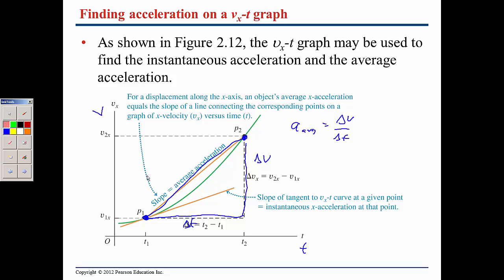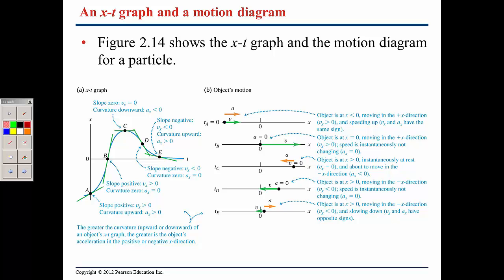The instantaneous slope would be looking at this slope as delta t approaches 0, so now we're looking at the tangential slopes. So here we have the instantaneous acceleration as a function of time in red.